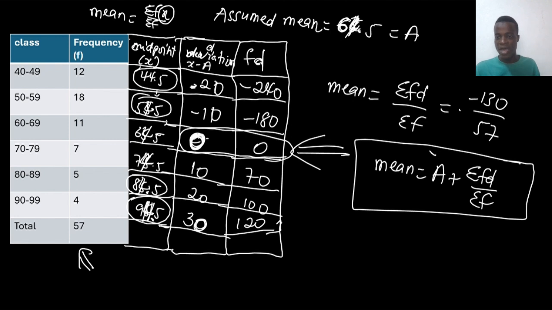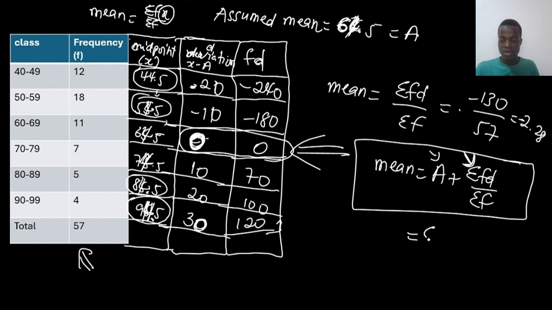It's as if there are two means. This is the assumed mean, and then this is our calculated mean from sigma fd, and this one did not contain the assumed mean, so we need to just add it. So at the end of the day, we had negative 130 over 57. What do we have there? 130 divided by 57 gives something like 2.28, so negative 2.28.